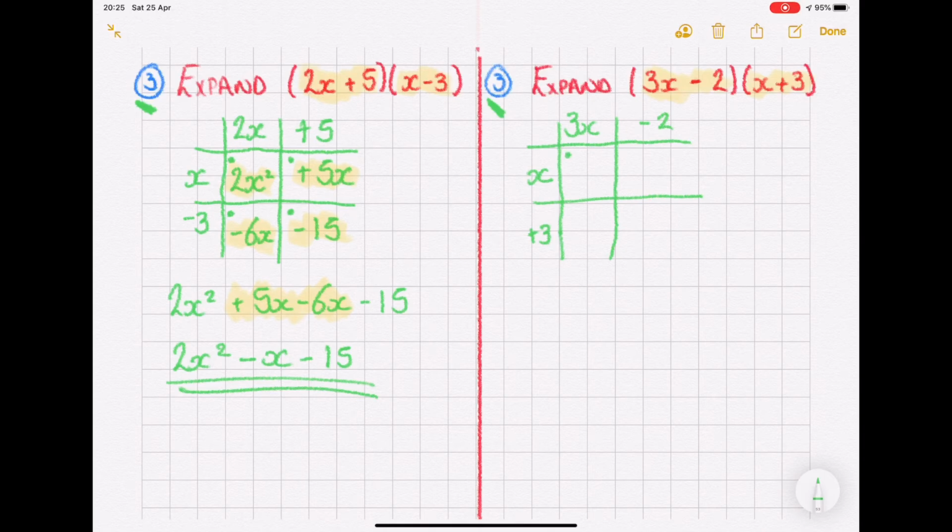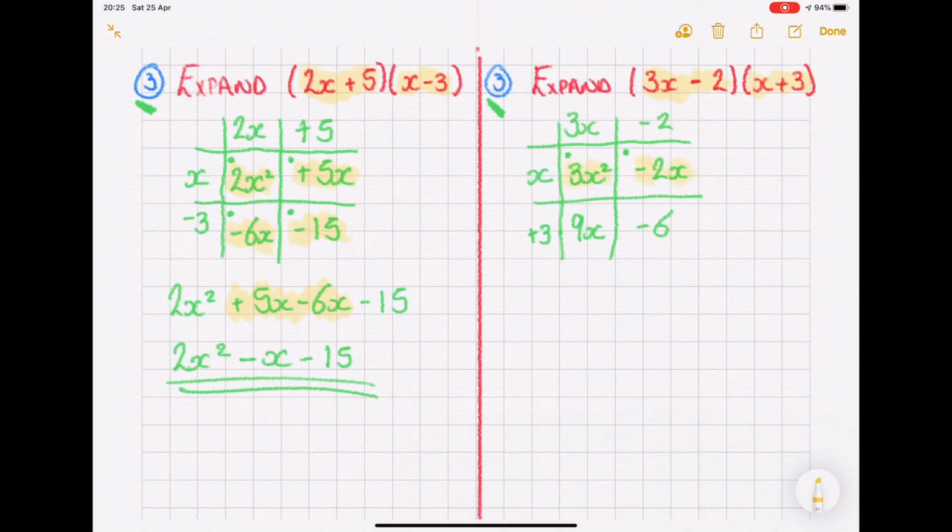3x times by x is 3x squared. x times by minus 2 is minus 2x. 3x times by positive 3 is 9x. And minus 2 times by positive 3 is minus 6.